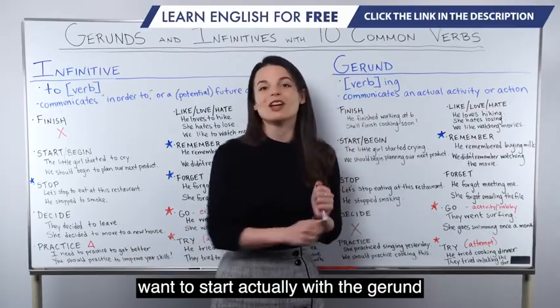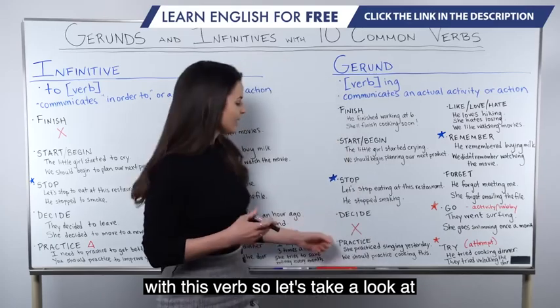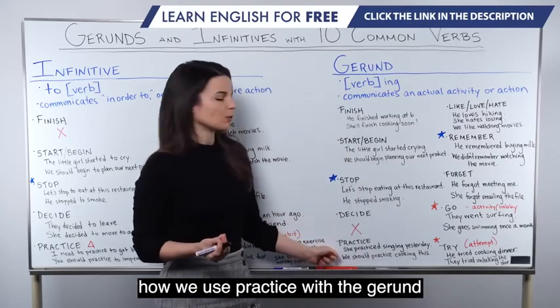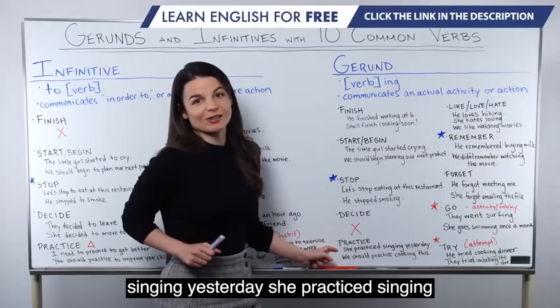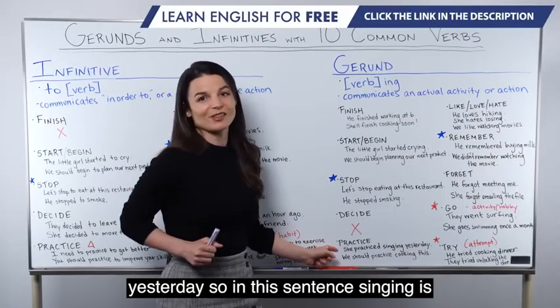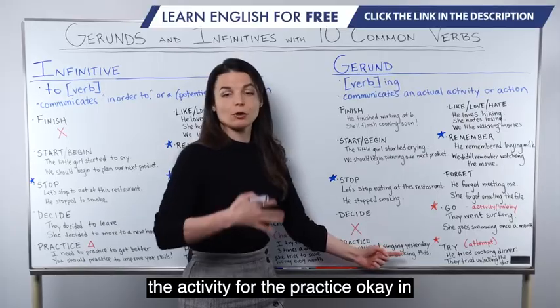So I want to start actually with the gerund form over here because it's more common with this verb. So let's take a look at how we use practice with the gerund. First example sentence: She practiced singing yesterday. So in this sentence, singing is the activity for the practice.